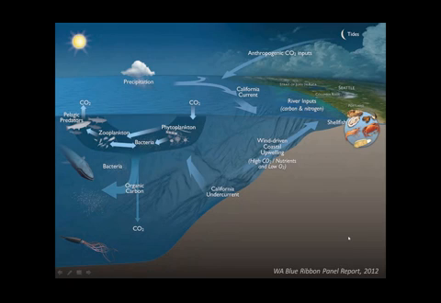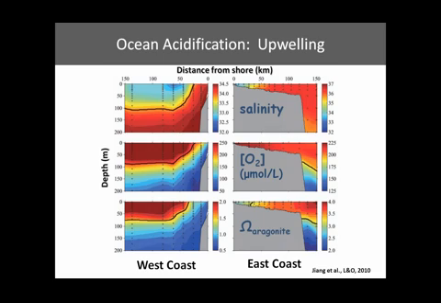So what we have here, this is a picture of depth on this axis and then distance from the shoreline, which is this gray thing. And this is West Coast data on the left-hand side and East Coast data on the right-hand side. West Coast has very narrow continental shelves. East Coast has a very wide continental shelf. And so then what's shown in the three panels going downwards are salinity, oxygen, and this saturation state of aragonite.